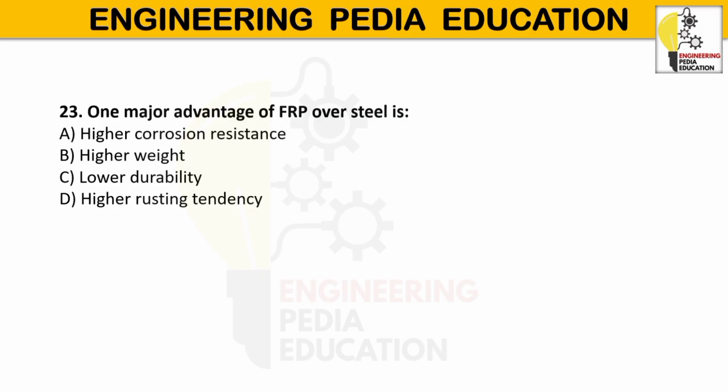FRP, on the other hand, is a composite material made up of fiber and polymer resin. It is much lighter than steel, has a high strength to weight ratio, and offers excellent resistance to corrosion and chemicals. This makes it ideal for marine structures, bridges, rehabilitation, and environments where rust is a concern.